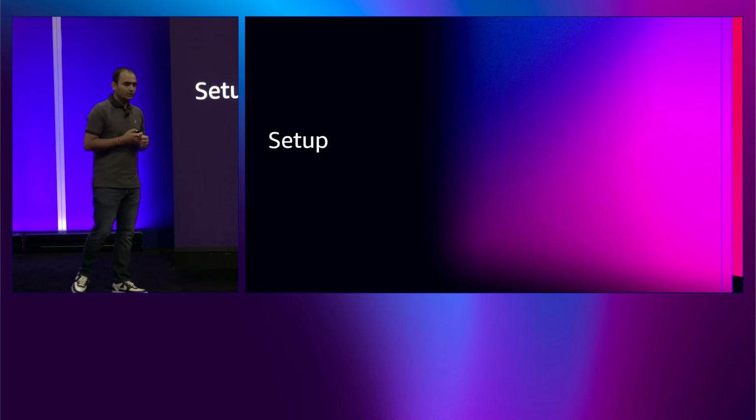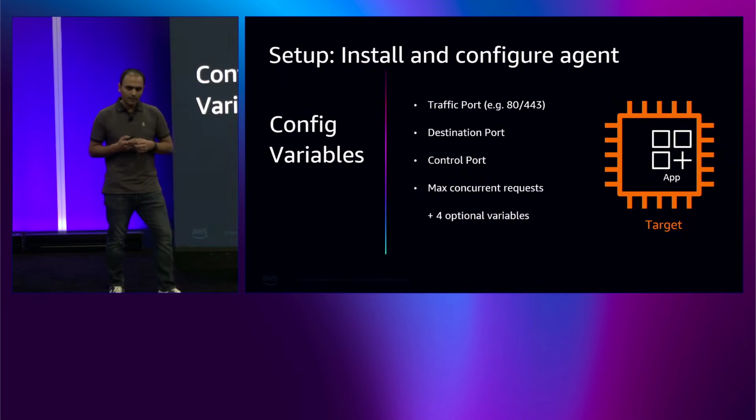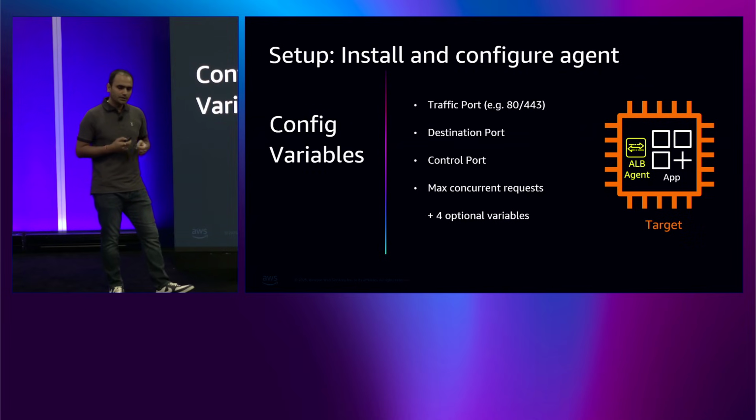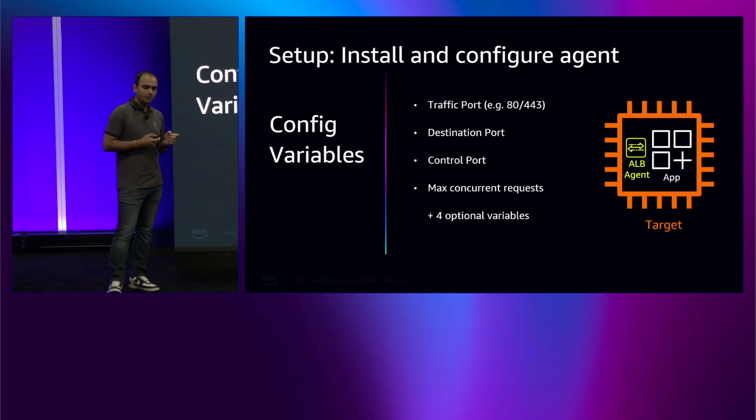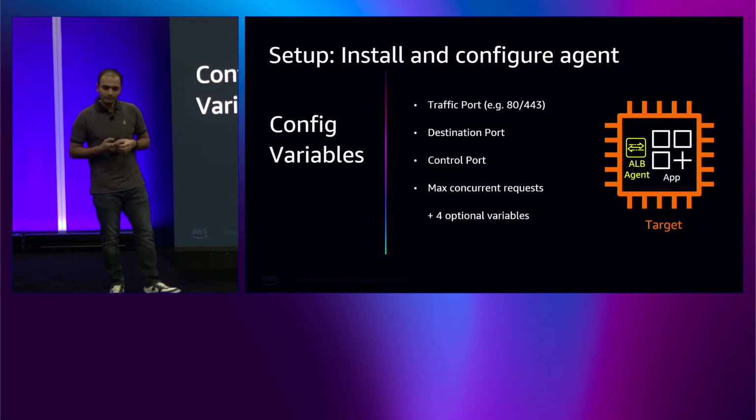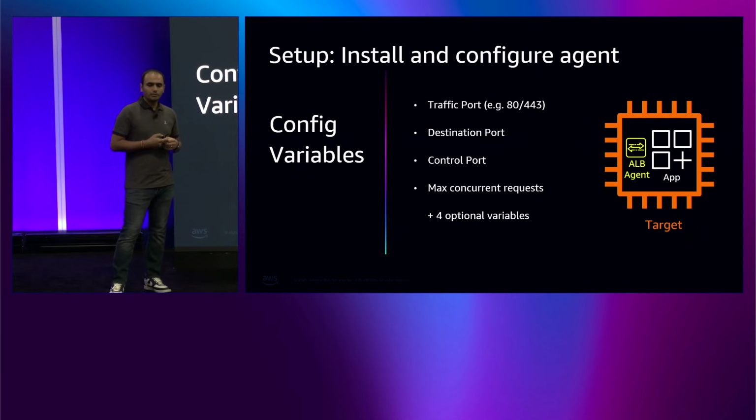So now let's talk about how you can set up Target Optimizer. Setting up is a 3-step process. In step 1, you install the agent on the target. Remember, the agent is a proxy between the load balancer and the application. So you need to configure the port on which it receives traffic from the load balancer. This is your HTTP, HTTPS port, your 8443. And you also need to configure the port to which it proxies that traffic to, which is the destination port. And this should be the port on which your application is listening.